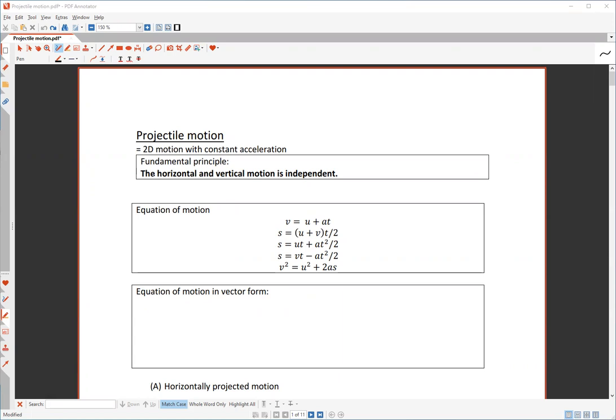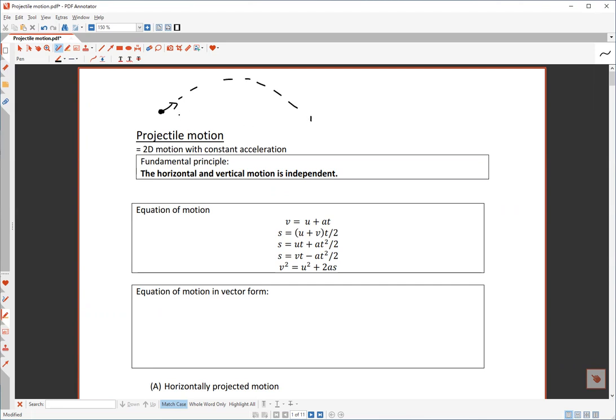So projectile motion is a special type of 2D motion with constant acceleration. There are a few examples that we are going to encounter later on, but let me give you a simple case first. Let's say you are throwing a ball in the air. So this is obviously a 2D motion.